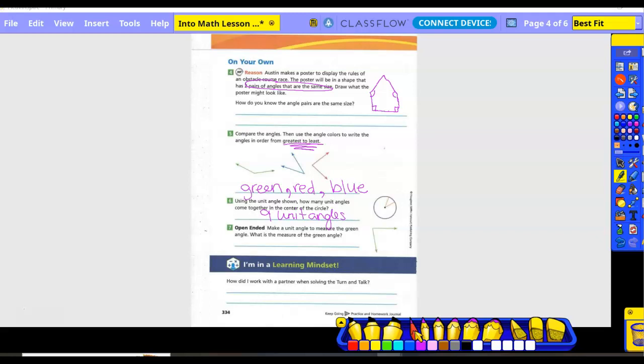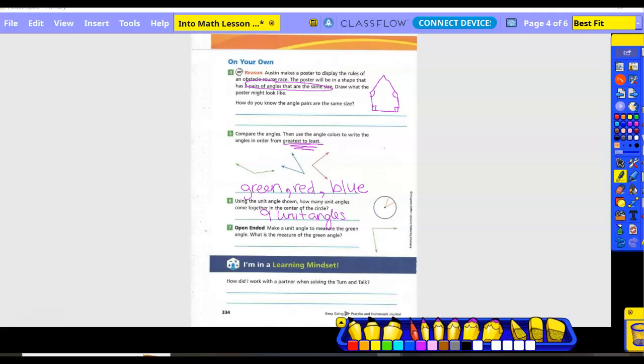So number 7, make a unit angle to measure the green angle. What is the measure of the green angle? Okay, so on this one, you guys could stick your paper in there and you could all have different answers, right? Because if you picked a smaller angle, then it's clearly going to take more of those to fit in that space, right?